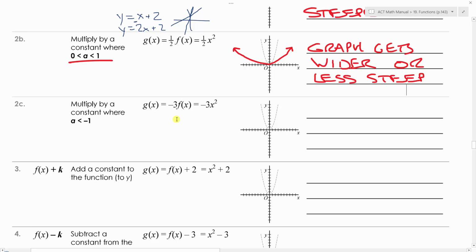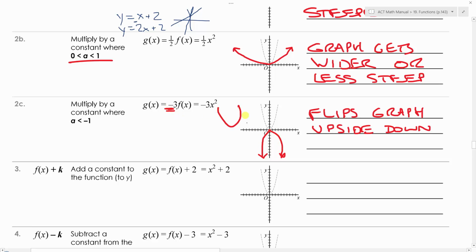Now, if you put a negative coefficient in front of the function, then that's going to flip the graph upside down. In this case, it's going to reflect it across the x-axis. So flips graph upside down. You can remember the negative makes the graph upset. It changes it from a smile to a frown.